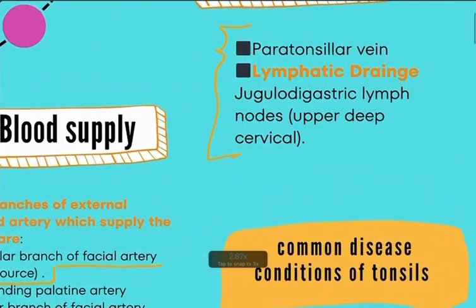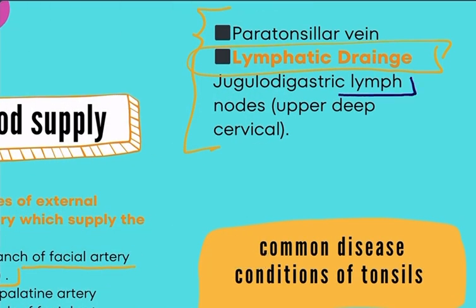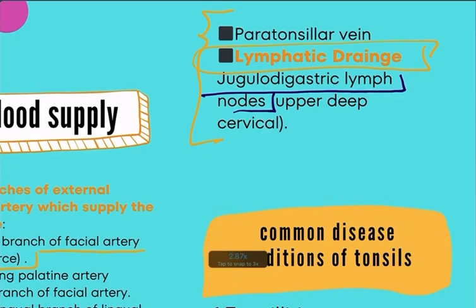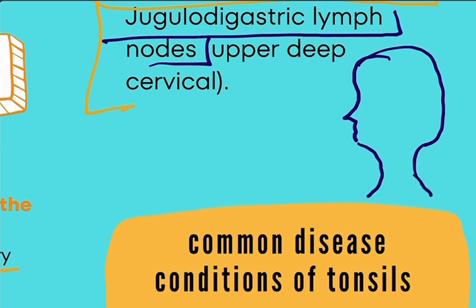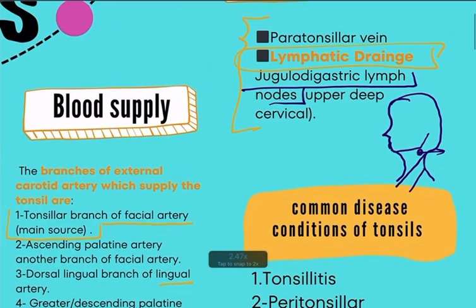Okay. Regarding the lymphatic drainage of the tonsil, it is mainly to the jugulodigastric lymph node, which is one of the group of the upper deep cervical lymph nodes. If we take an overview of it, here is the neck, here is a muscle called the sternocleidomastoid, here is the jaw. It is just located at this side, called the jugulodigastric lymph node, which is part of the upper deep cervical lymph nodes.